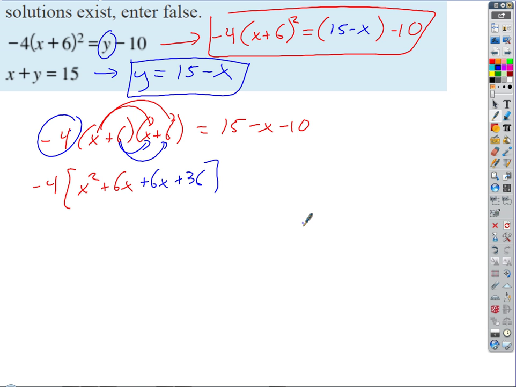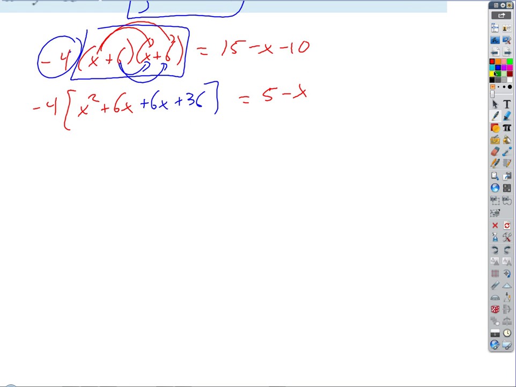Right? So here's when I distributed the x plus 6 times the x plus 6. This is what I get. On the other side, we've just got 15 minus x minus 10. 15 minus 10 is 5. So just 5 minus x. And then on the left side, 6x plus 6x is 12x. So I get x squared plus 12x plus 36 times negative 4 equals 5 minus x.